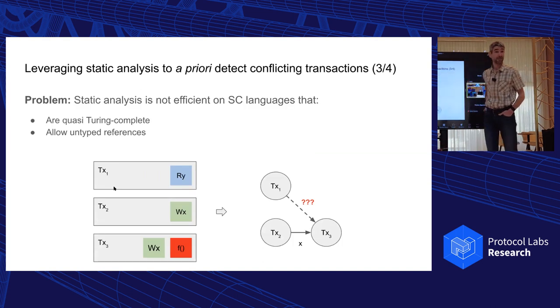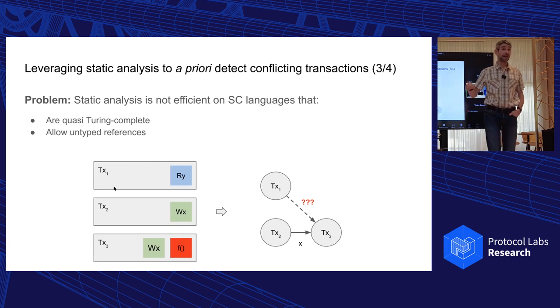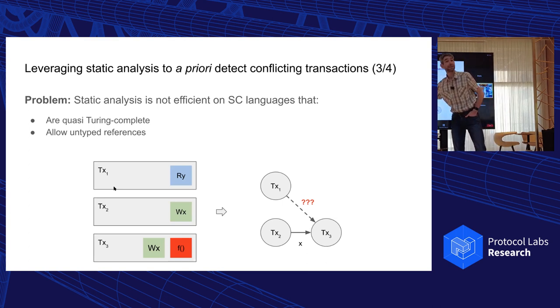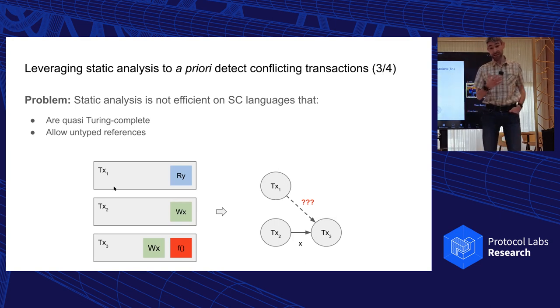The problem, why it isn't a solution currently, is that static analysis, and I'm not at all an expert in static analysis, so don't ask me questions, is not efficient, meaning it does not work on languages that are quasi Turing complete, plus that allow untyped references, which is the case of Solidity. Why? Because you have these kinds of things that are, let's say, hidden in your code, in your transactions, and so you don't know whether you have a memory access conflict between transactions. And basically, Solidity-written smart contracts cannot be statically analyzed. So this is what I'm saying, it's currently not a solution.